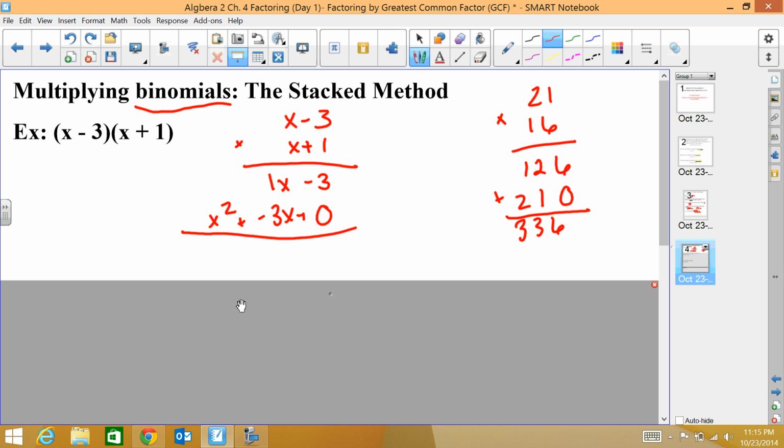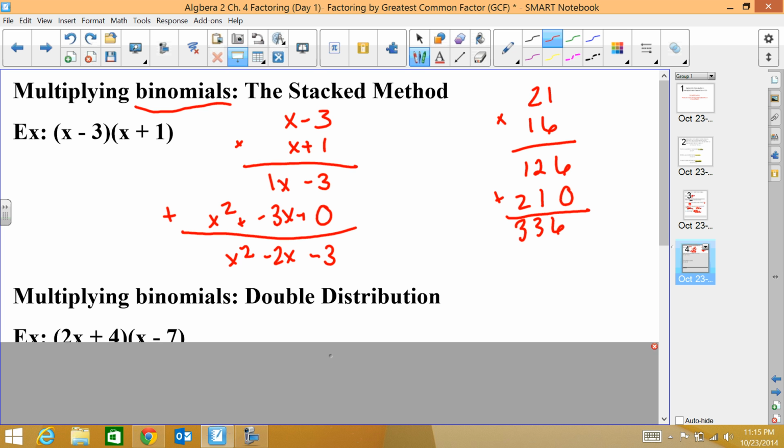And then I would add these together. So negative 3 plus 0 is negative 3. 1x plus negative 3x would be negative 2x. And then we just have x squared. So the answer would be x squared minus 2x minus 3. So the stacked method, you just multiply like you would multiply regular numbers and just keep all the signs. You want to treat this as a negative 3, just like you would as if you were multiplying other numbers.